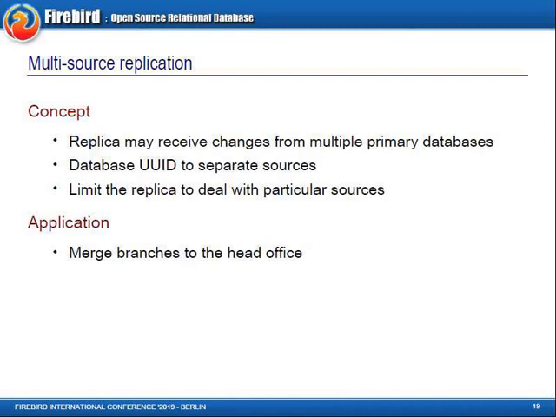So they have multiple branches. They need to replicate the changes to the head office. They have a really big database that accumulates all the changes from the branches and then runs some analytics for the chief officers and something like that. This is exactly the usage case for this feature, multi-source replication.